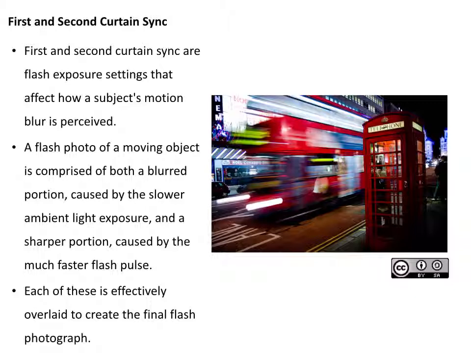A photo of a moving object, when taken with a flash, is comprised of both a blurred portion, which is exposed by the ambient light, and a sharper portion, which is exposed by the flash. Each of these are effectively overlaid on the image, and you get an image like the one shown here, which gives the impression of a bus moving very fast through the image.